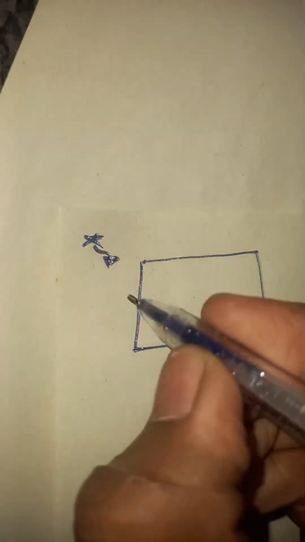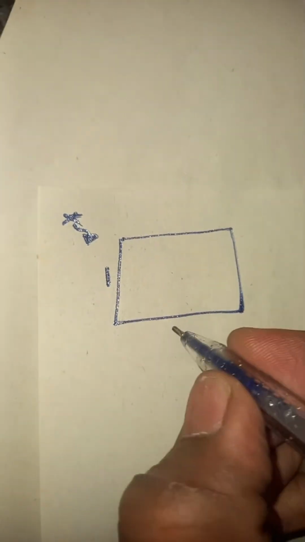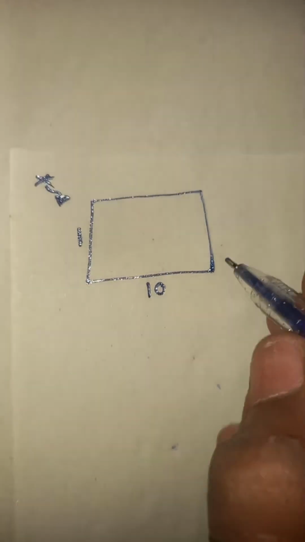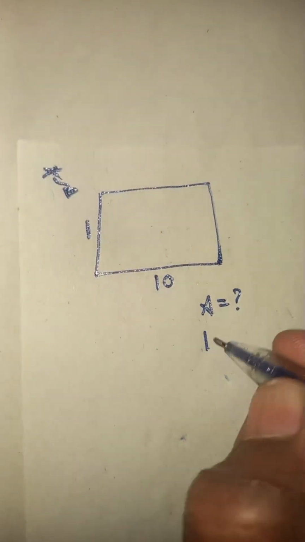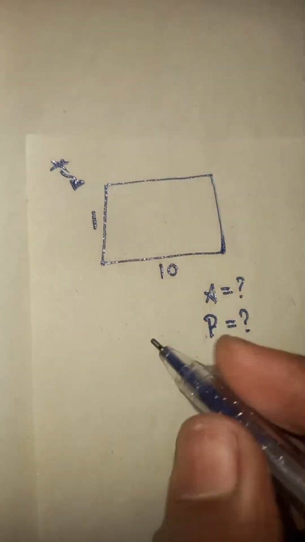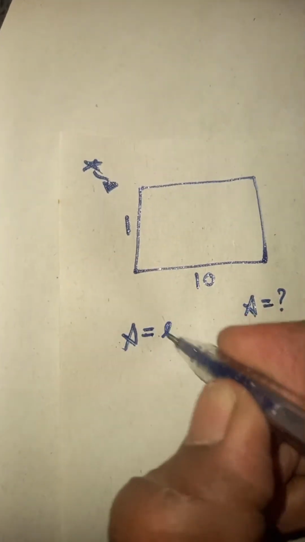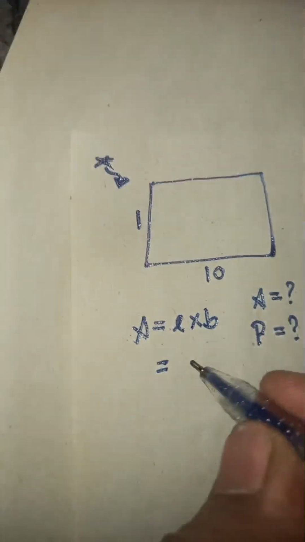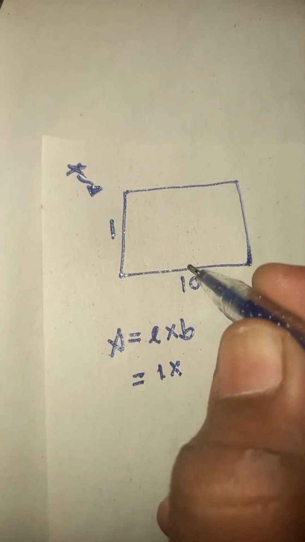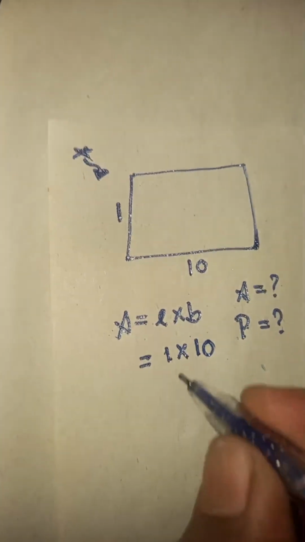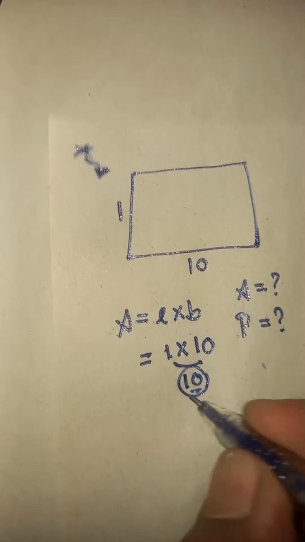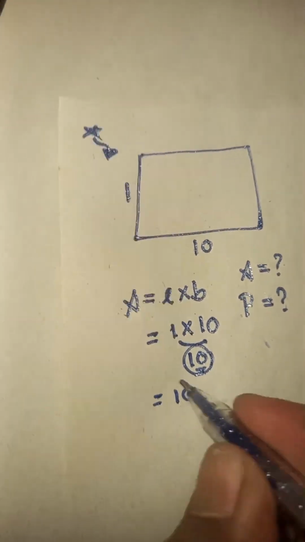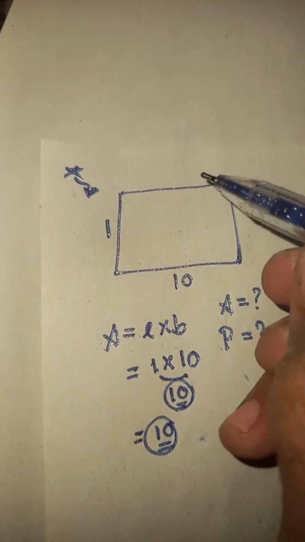In this rectangle, you can take the length, which is 1 unit, but the breadth is 10 units. Here also you need to find out what's the area and what's the perimeter. Here you can find the area in the same way as length times breadth. Here the length is 1 unit times the breadth, which is 10 units. So 1 times 10 remains as 10 units. So 10 square units is the area of this rectangle.